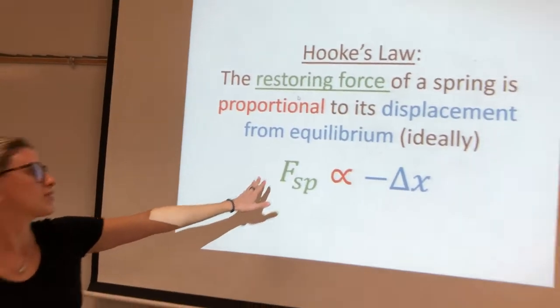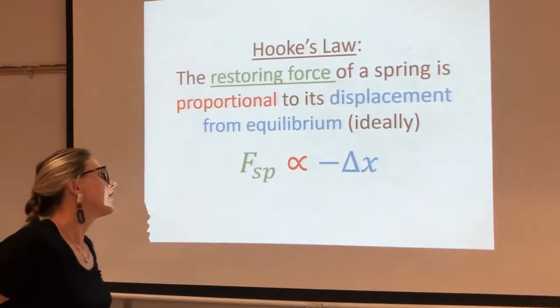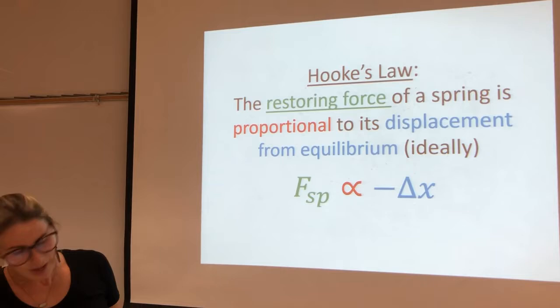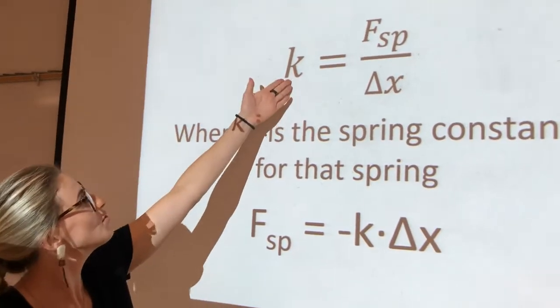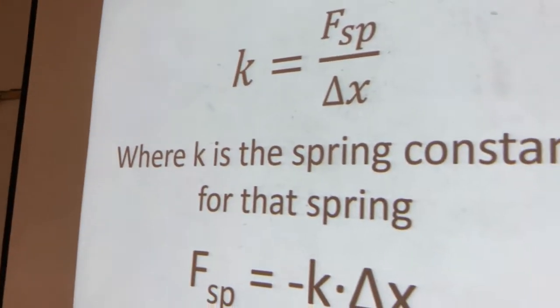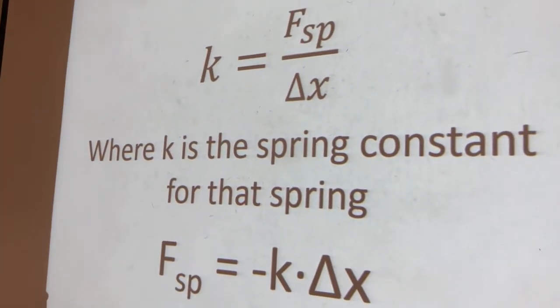But we can't use this, right? This is a proportion. We need something. What are we missing? Our constant of proportionality, k, where k is the spring constant for that spring.